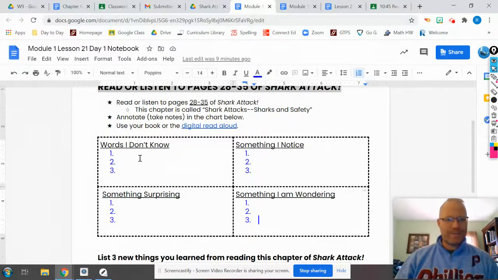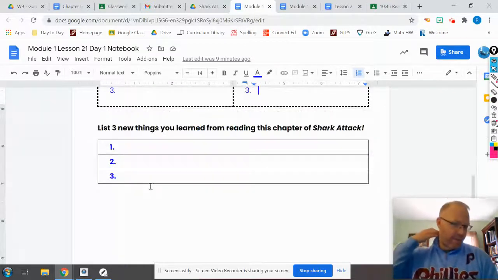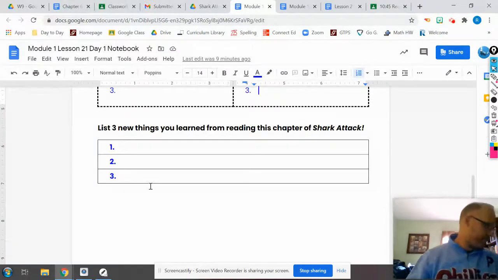So I'm going to be starting to read pages 28 to 35. Think about words you don't know, something you notice, something you wonder, and something surprising. At the end, you need to list 3 things that you found new, something you learned from the story.